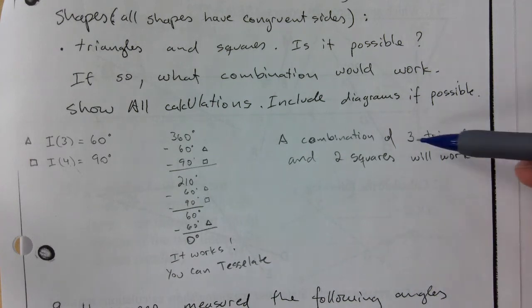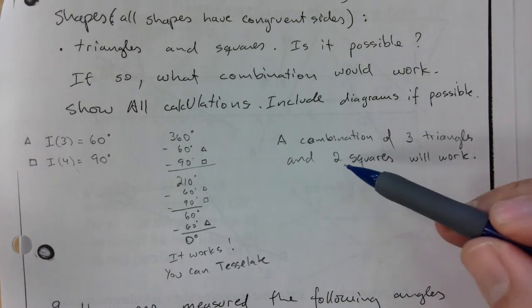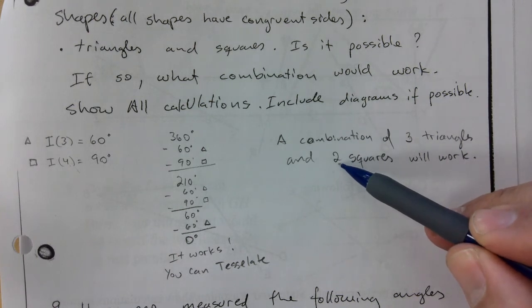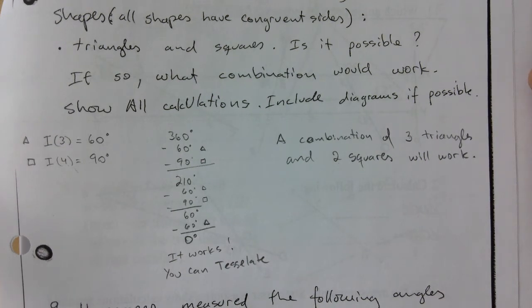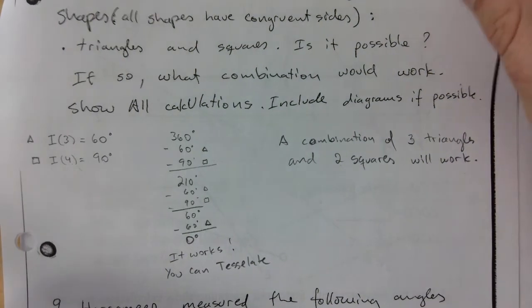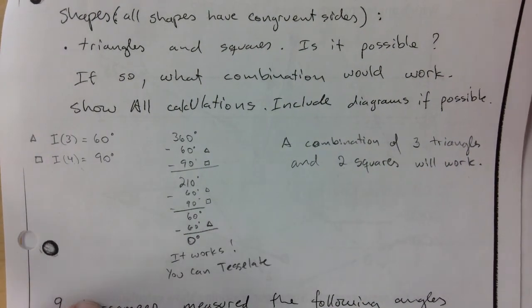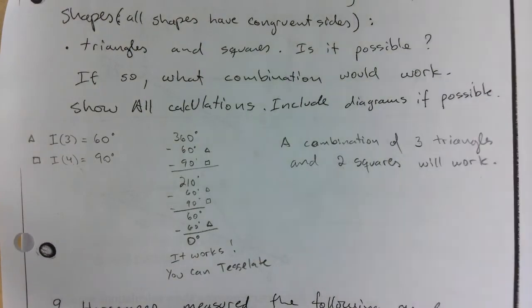Okay, and if you think about it, 3 times 60 is 180. 2 times 90 is 180. So 180 and 180 is 360. Just a quick check. It's fairly simple to do that. So be prepared for more than just 2 shapes, but the idea is still the same.